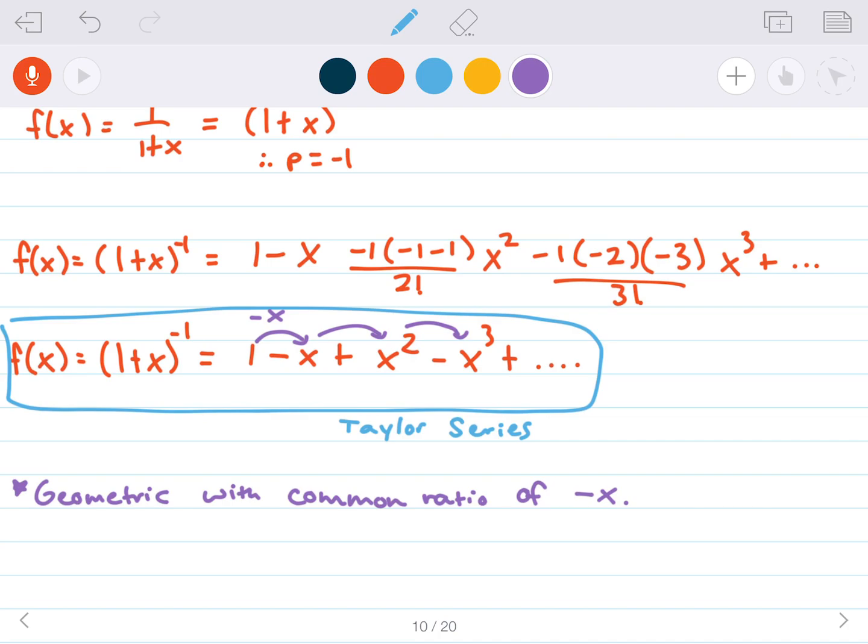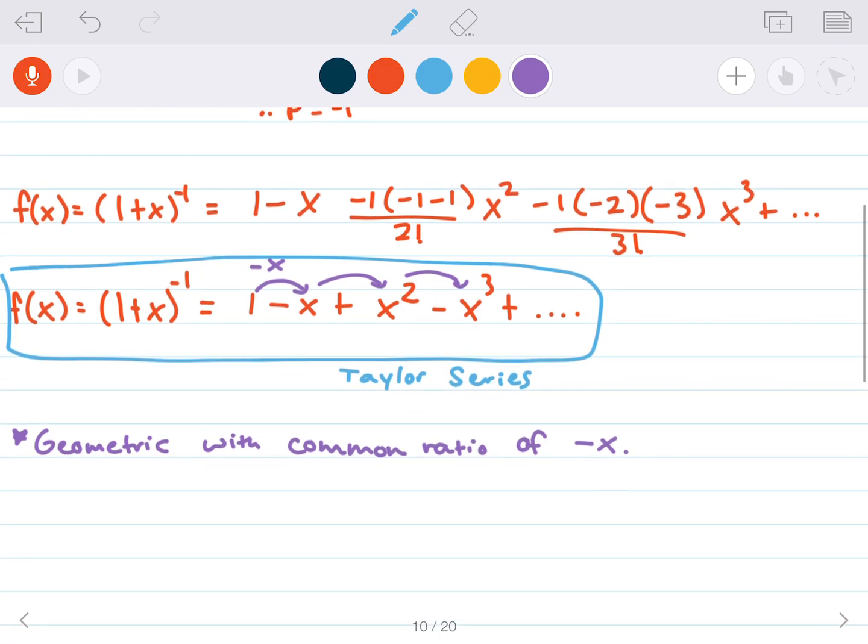So we know something about geometric series and when they converge and when they diverge. What we know about geometric series is that the absolute value of the common ratio had better be less than 1. That's the condition for convergence of a geometric series.